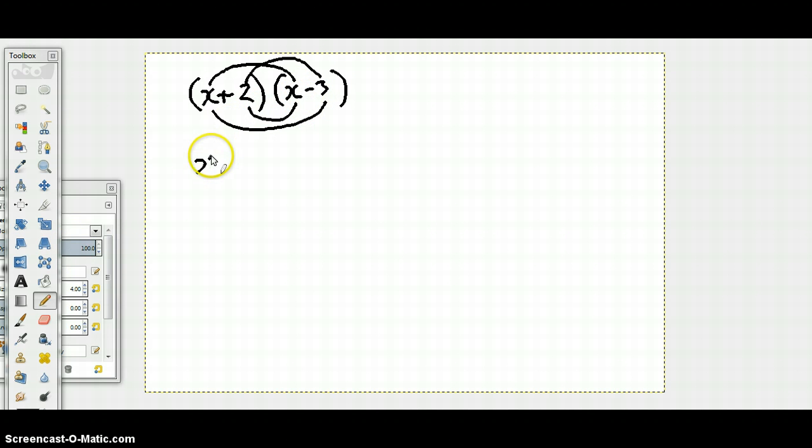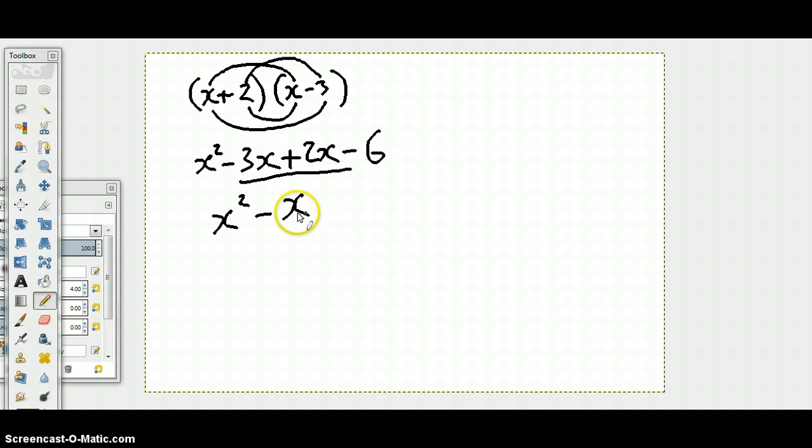If we do the x times the x, I get x squared. Then I'll do the x times the minus 3, so I'm going to get minus 3x. I'm going to do the 2 times the x, which gives me 2x. And the 2 times the minus 3 gives me minus 6. These middle two always come together, so I get x squared, minus 3x plus 2x is minus x, or minus 1x, minus 6.